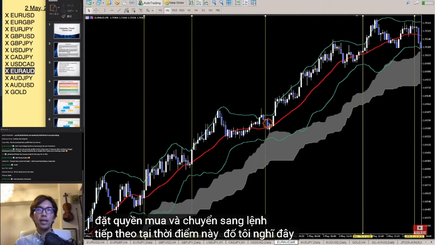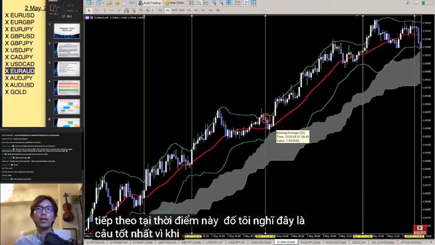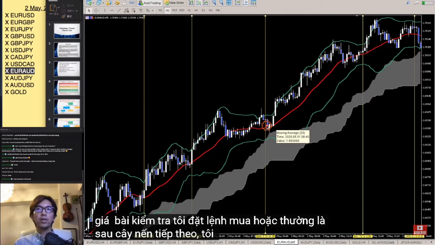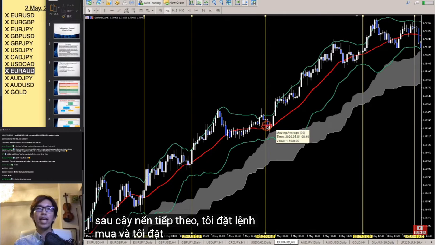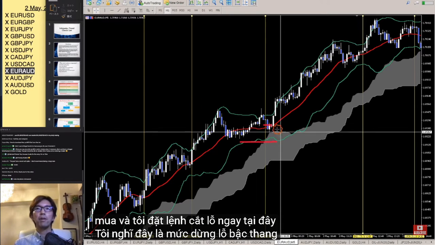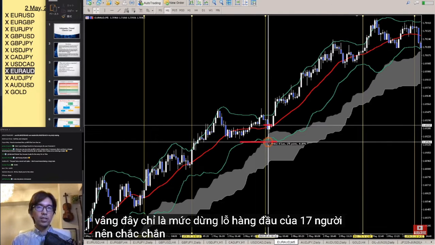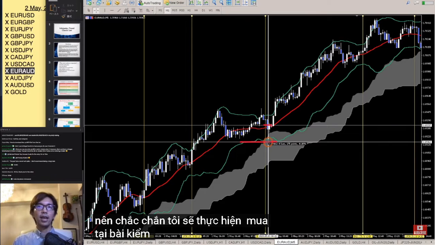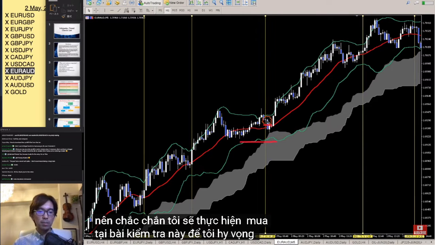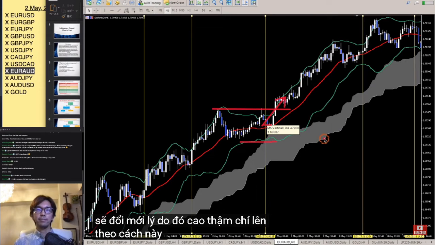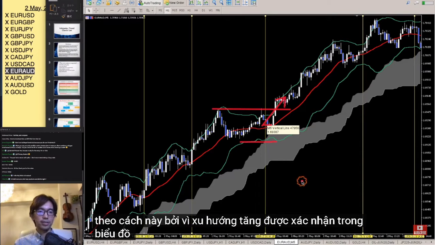At this squeeze, I think this is the best one, because when the price squeezes, I place a buy, or usually after the next candle, I place a buy, right? And I place a stop loss here, right? I think this is the tightest stop loss. Yeah, this is only 17 pips of stop loss. So for sure, I will take a buy at this squeeze, so that I expect the price to renew the recent high, even upwards this way, because uptrend is confirmed in 1 hour chart.